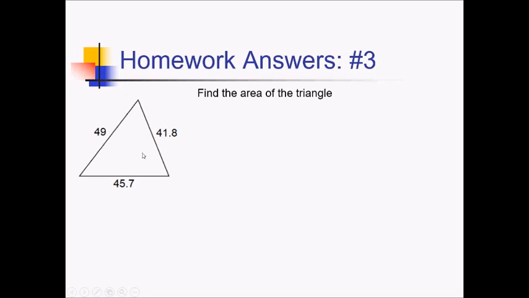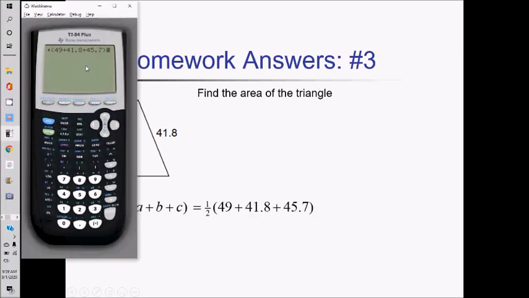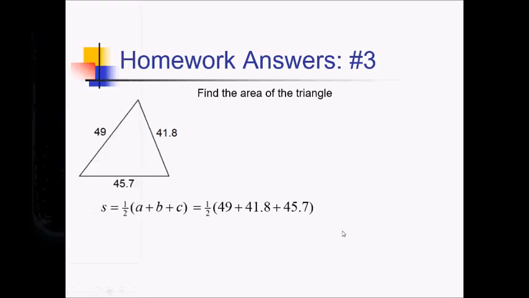For this one, I'm trying to find the area, and they've given me all three sides of the triangle. So in this situation, I go to Heron's formula. So that's where you have to find the semi-perimeter S and then plug it into that K formula. So S, remember, is going to be 1/2 times A plus B plus C, half the perimeter. So we've got 1/2 of 49 plus 41.8 plus 45.7. And I'll let the calculator sort that mess out. So plugging all that in to get my S value, that's going to be 68.25.